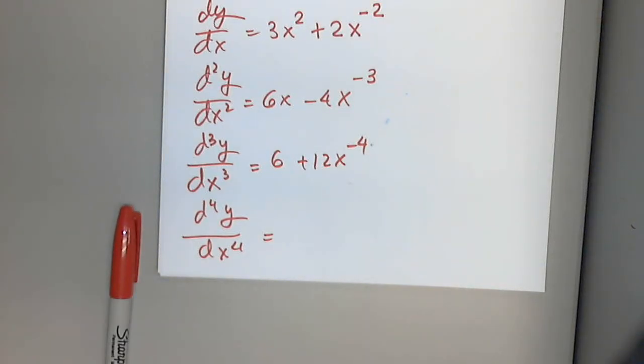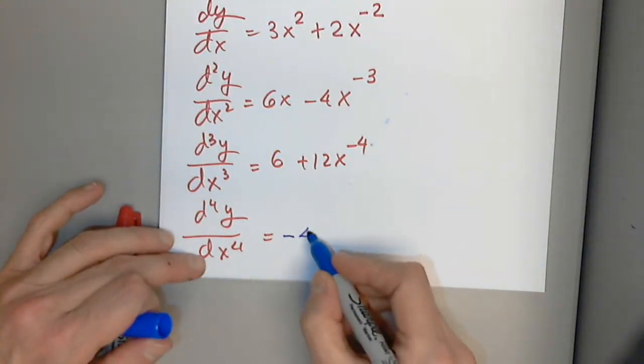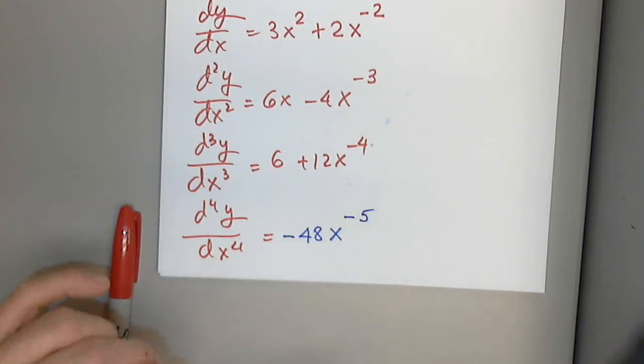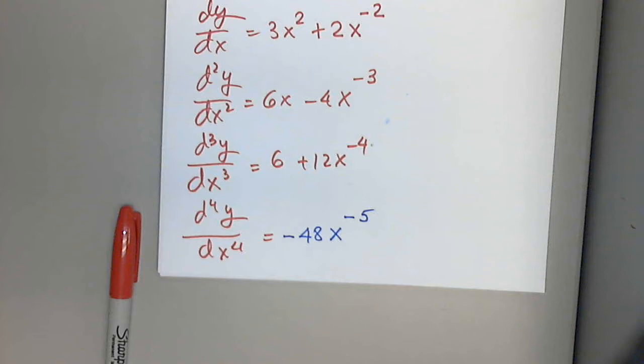It's negative 48 times x to the negative 5. That's it. So you're just finding the derivative. Just finding the derivative until you finally get to the fourth level of derivative.